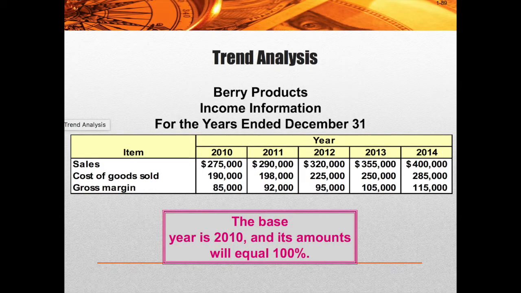So the 2011 amount is 290,000 divided by the 2010 amount of 275 times 100% is 105%. If you go past that into the next trends, you can see that the base amount would be 320 in 2012 divided by the base amount of 275, which would get us an increase of 116%. So that's even more of an increase, and so on through 2013 and 2014.